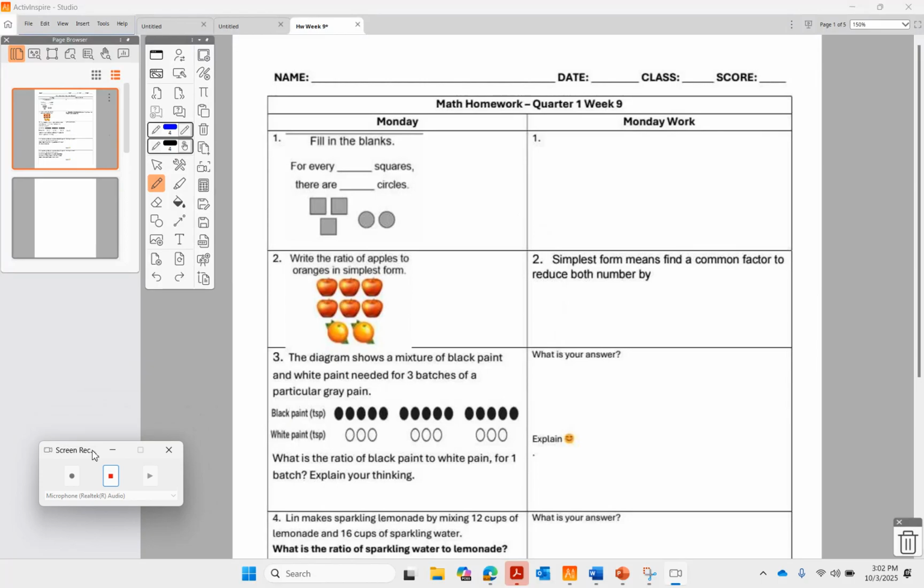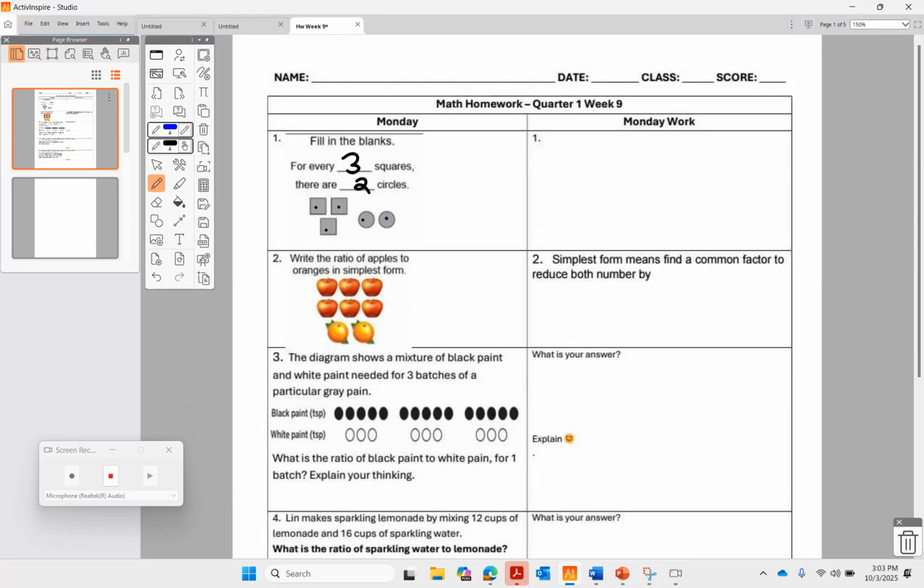For every three squares, there are 2 circles. That is it. Really no work to show. Write the ratios of apples to oranges in simplest form.